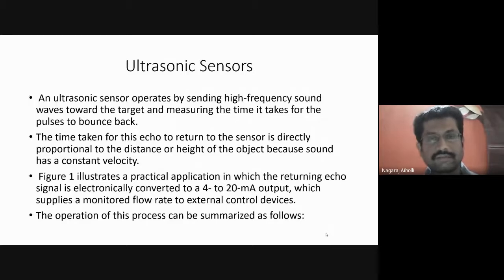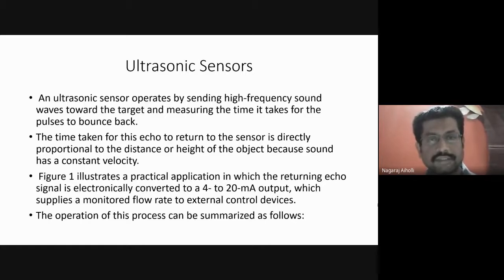In the last class, we stopped at ultrasonic sensors. We were discussing various types of sensors, and we discussed some of them in the last class, such as the inductive sensor, capacitive sensor, proximity sensors, and light sensor. Let us continue with the discussion on sensors. The next sensor that we are going to take up is the ultrasonic sensor.